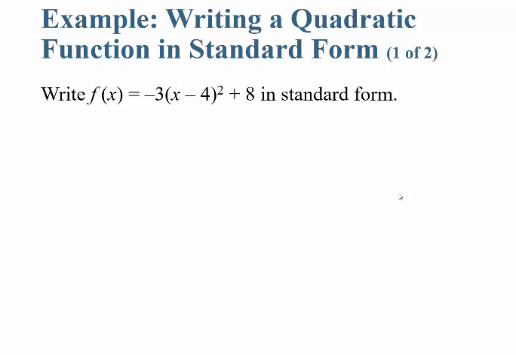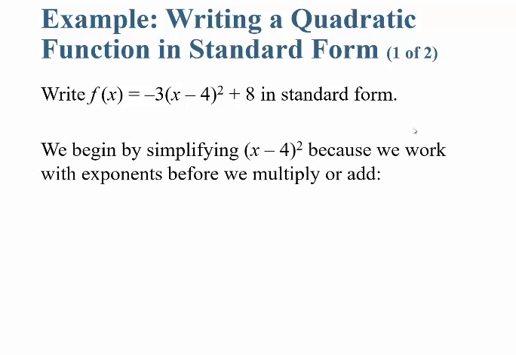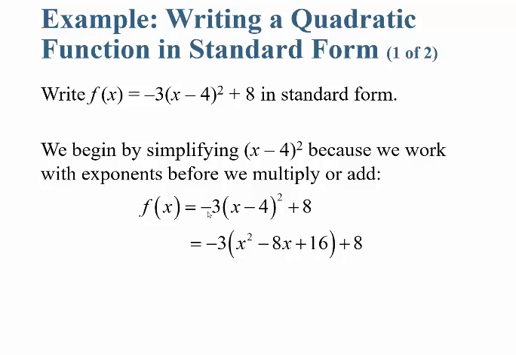Okay, let's go and take this and talk about writing a quadratic in standard form. So I have f of x is equal to minus 3 times x minus 4 squared plus 8. Well, remember the standard form for a quadratic is ax squared plus bx plus c. So first I'm going to simplify this x minus 4 squared. So when I do that, you take this x minus 4 times x minus 4, you end up getting x squared minus 8x plus 16.